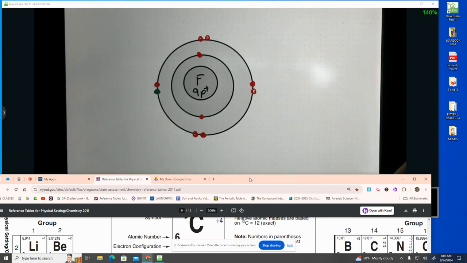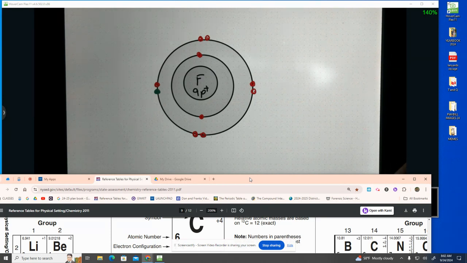I'm doing it in a different color just so that you can know that that electron came from somebody else. And now he has 8 electrons in his valence shell. And he says, I feel so much better. I am now complete. Okay?